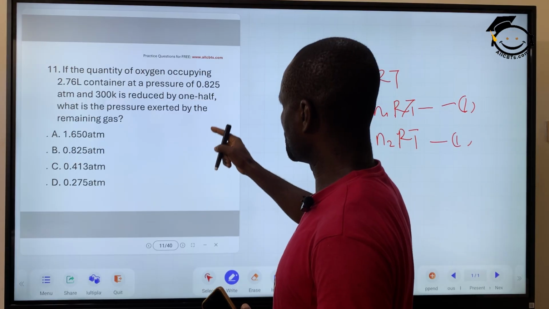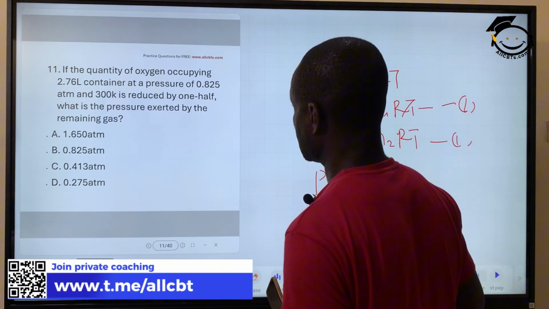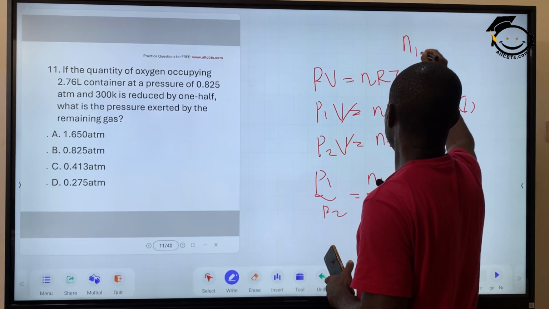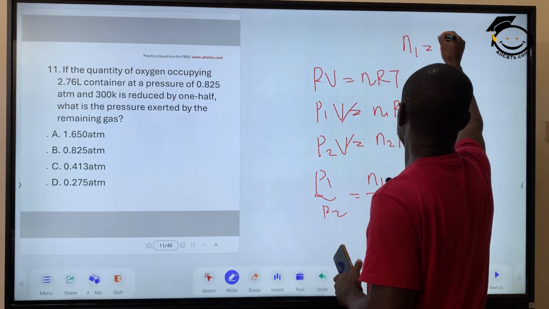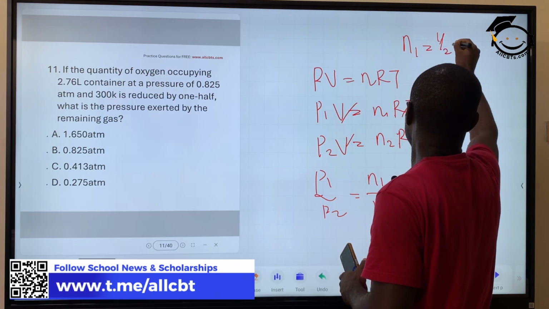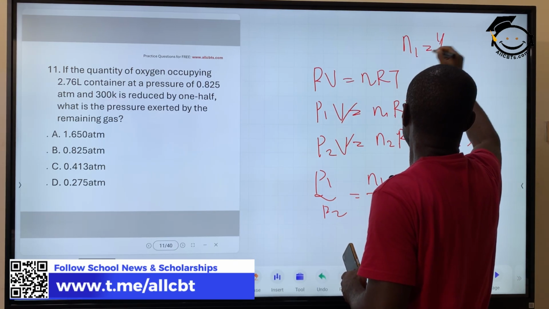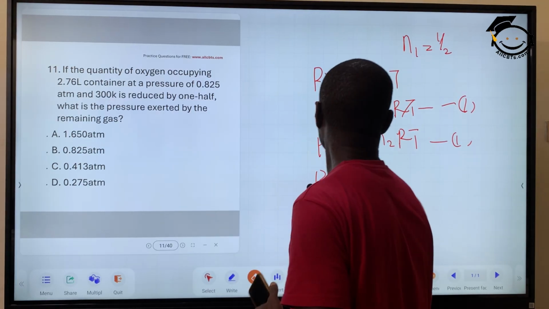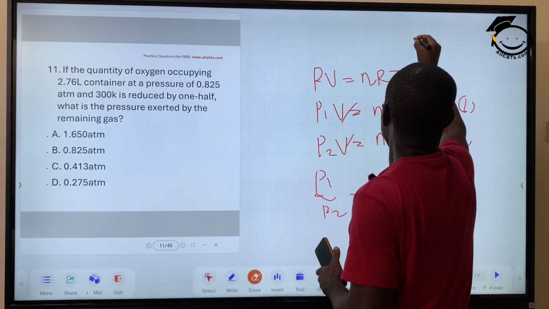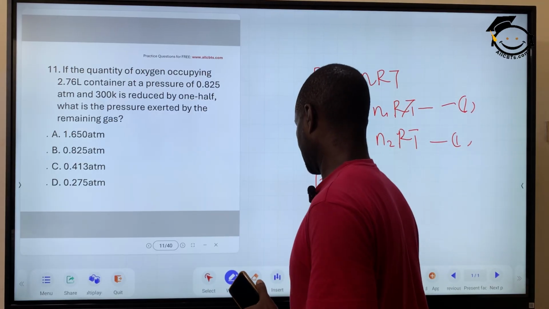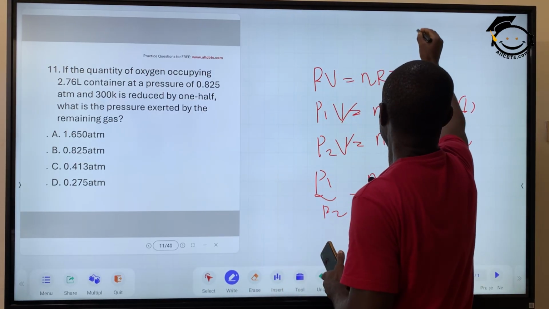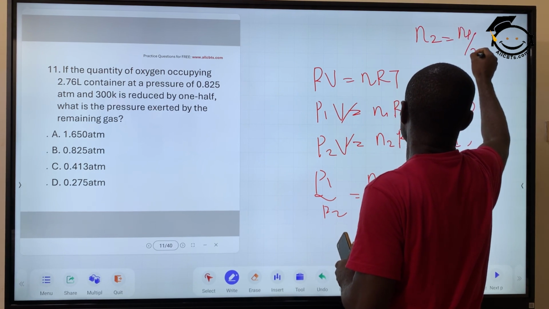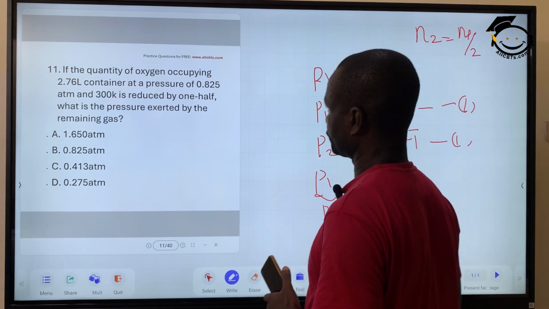Mind you, going by the question, the quantity was reduced by half. So meaning N2 is half of N1. That's the change in the quantity, N2 equals N1 divided by 2.